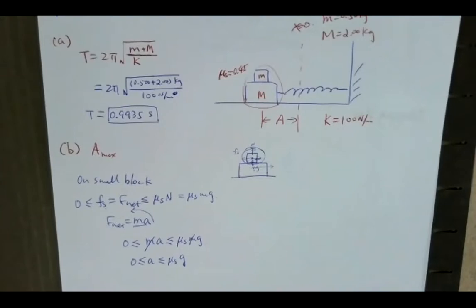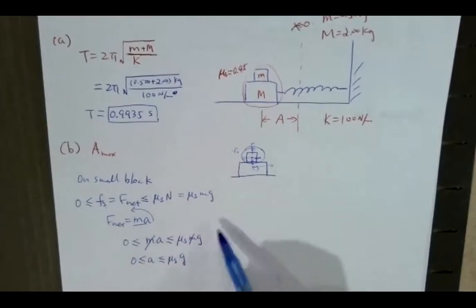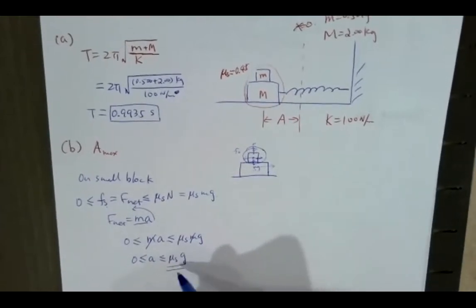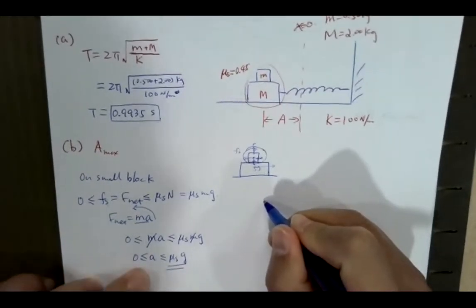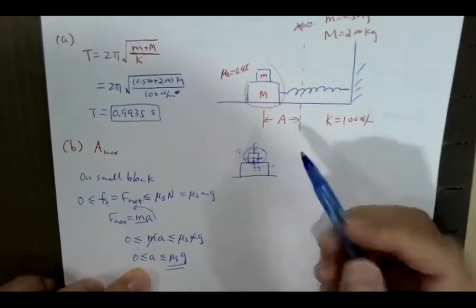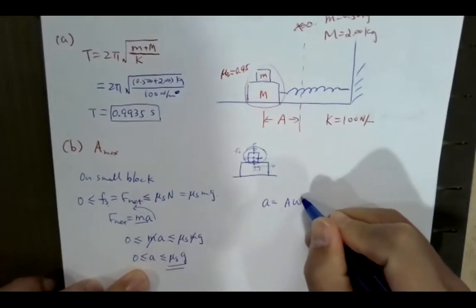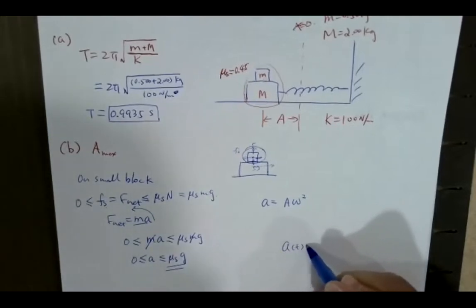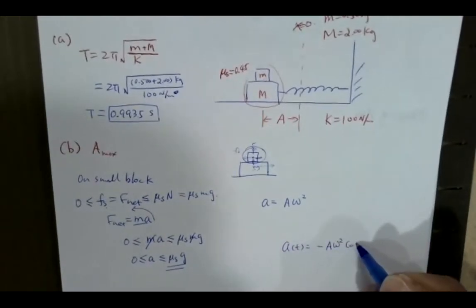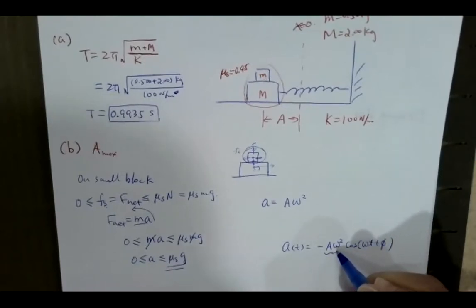So then that will be the same for the larger block, or the system. So the system will have this as the maximum acceleration, so a max. And because this is simple harmonic motion, the acceleration will be equal to A omega squared. If you look at the equation of motion for simple harmonic motion, a(t) is equal to minus A omega squared cosine of omega t plus phi, right? So then this is the maximum possible, right?